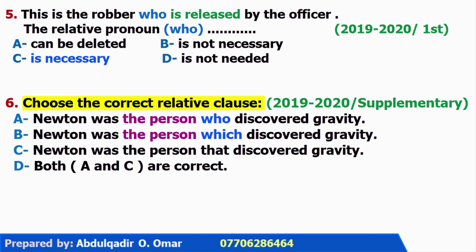Option C. Newton was the person that discovered gravity. Here we have that, which can refer to people and things. So option C is also correct, which means the correct answer is D. Both A and C are correct.